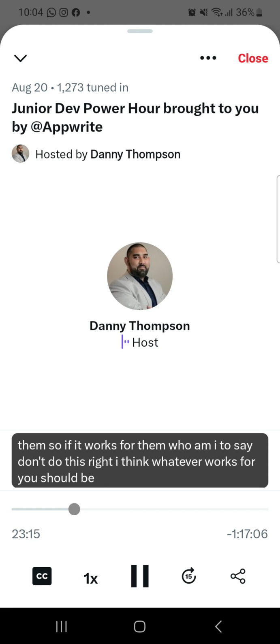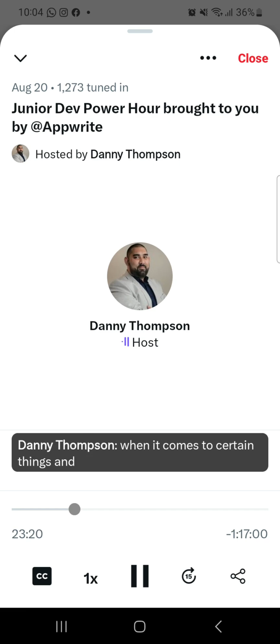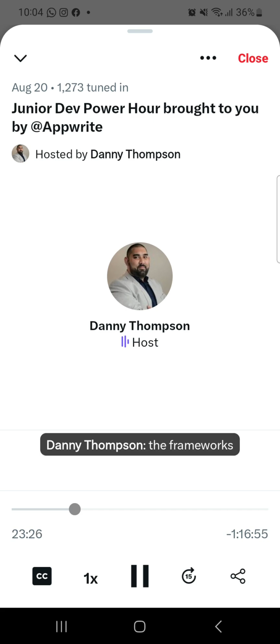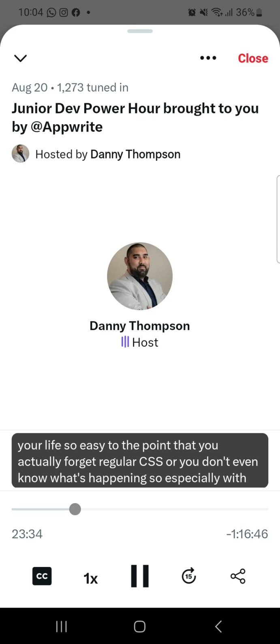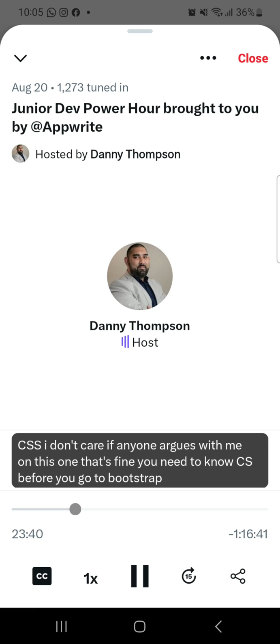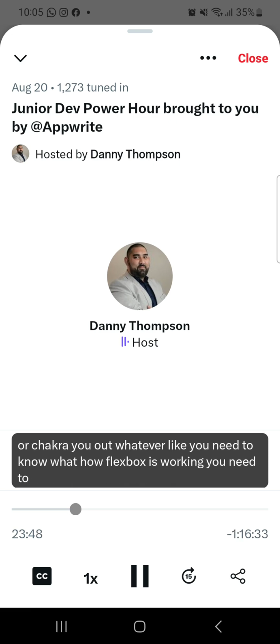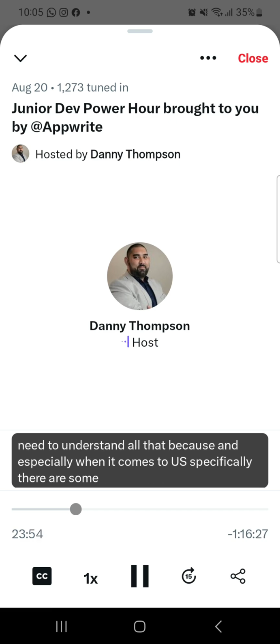I think whatever works for you should be the path that you focus on. Now, I will say, when it comes to certain things, and especially one area in particular, CSS, I genuinely believe the frameworks make your life so easy to the point that you actually forget regular CSS, or you don't even know what's happening. So especially with CSS, I don't care if anyone argues with me on this one, that's fine. You need to know CSS before you go to Bootstrap. You need to know CSS before you go to Tailwind or anything else, or Chakra UI or whatever. You need to know how Flexbox is working. You need to understand all that, because especially when it comes to CSS specifically, there are some companies that don't utilize frameworks at all.